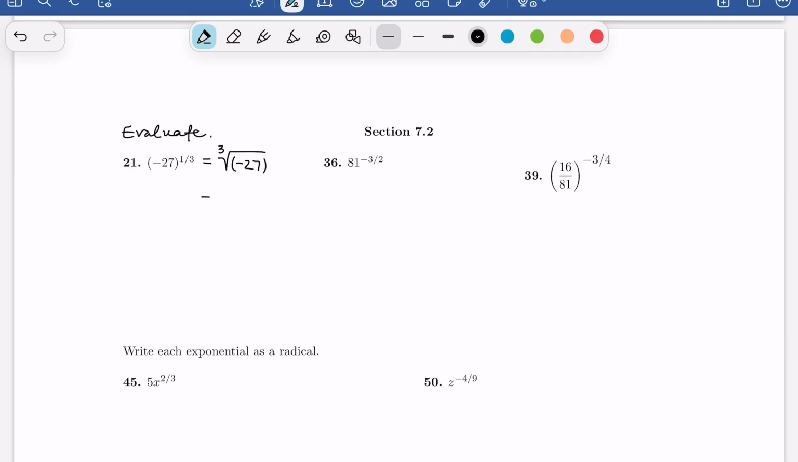Now, to evaluate this, this is just going to give us a -3. And this is because -3 cubed gives us that -27. Okay, so that's it for that one. That is our final answer.